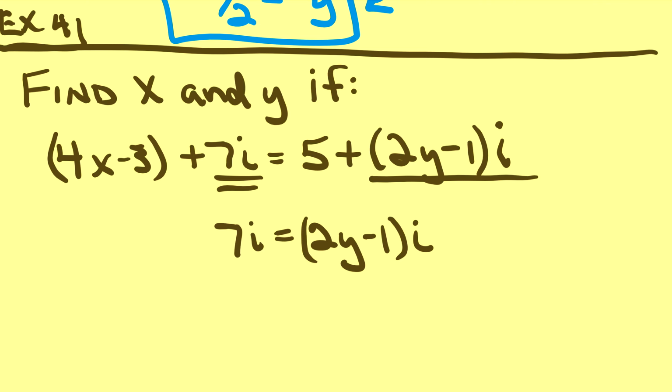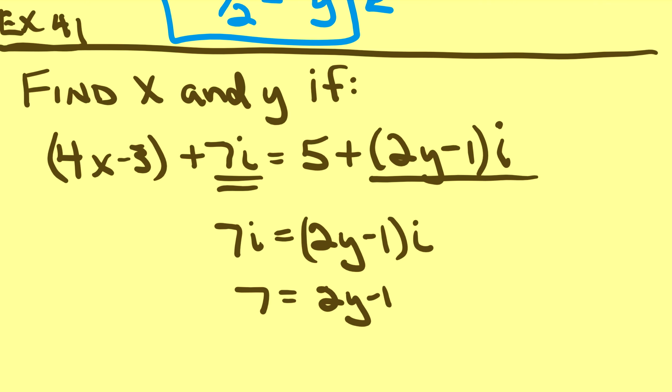Again, I can see that the i's are just going to cancel each other out, so I'm not even going to worry about it. I'm just going to write it up as 7 equals 2y minus 1. And now I'm going to solve for y. The parentheses aren't doing anything, so let me back out of there.